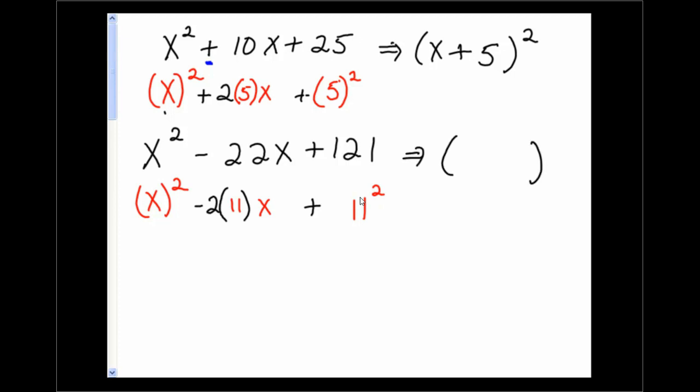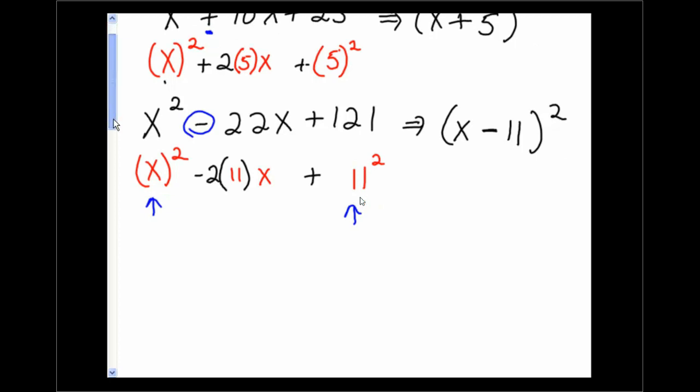Well, it factors to a binomial squared. The sign in the binomial will be the same as the sign in front of the middle term, so that will be minus. The first term in the binomial is what's being squared in the first term of the trinomial, which here is the x. And then the second term in the binomial is the square root of the third term, which is the 11. So that's your simple way of factoring a perfect square trinomial.